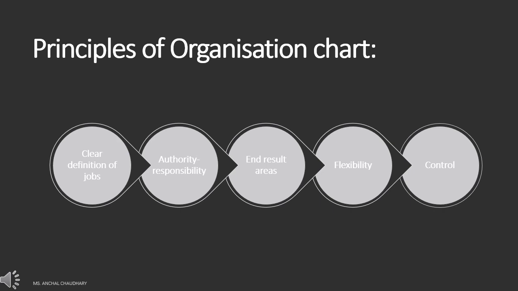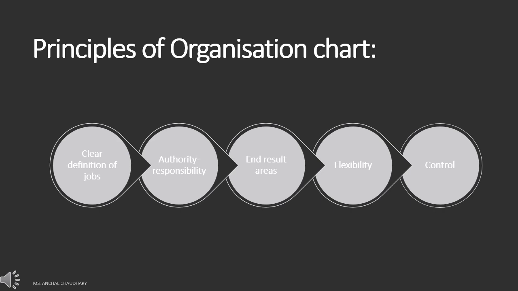Principles of organization chart. First is clear definition of jobs. Charts should be prepared while keeping in view overall jobs of the organization. Every job has a suitable position on the organization chart. Next is authority and responsibility. The responsibility for each job along with commensurate authority at different levels must be clearly shown in the organization chart. It should be clearly defined in this chart.